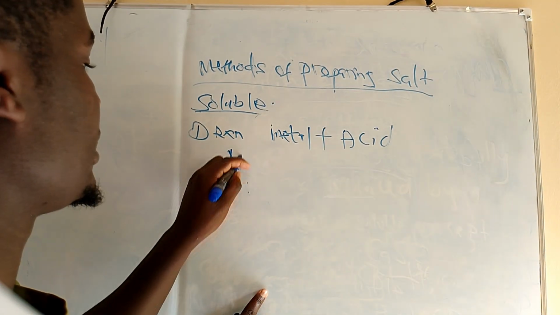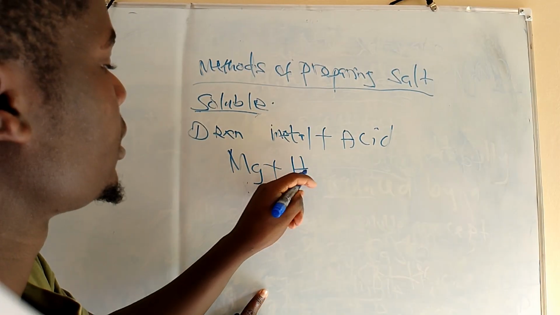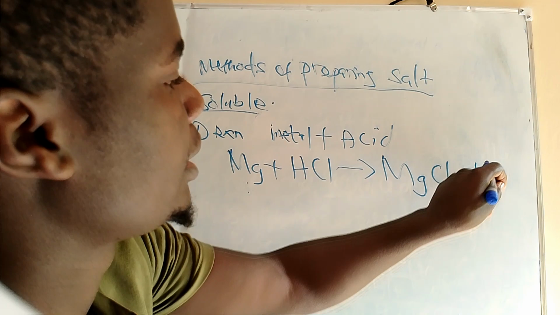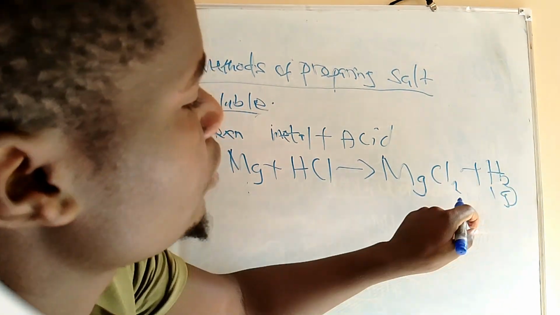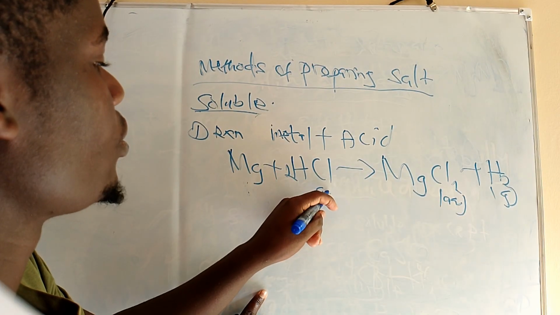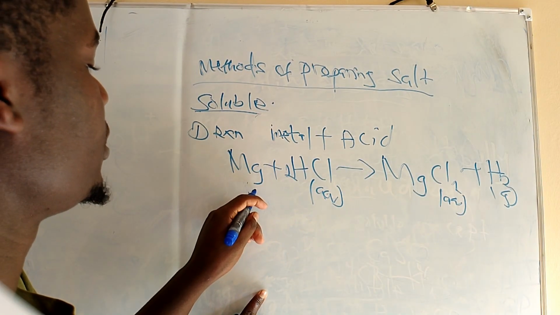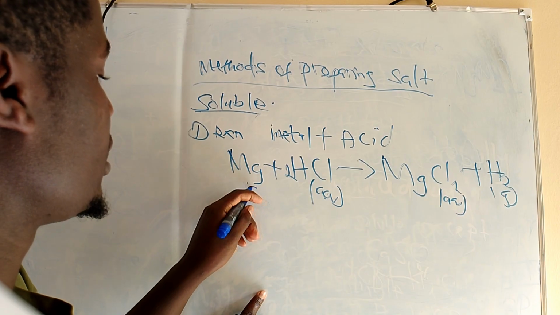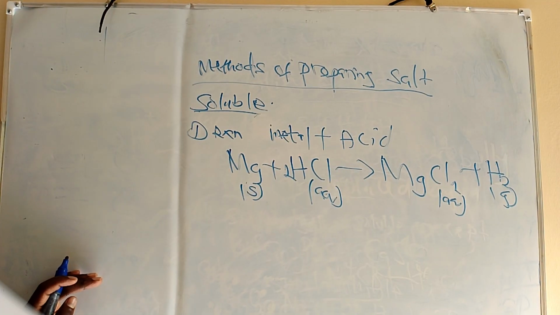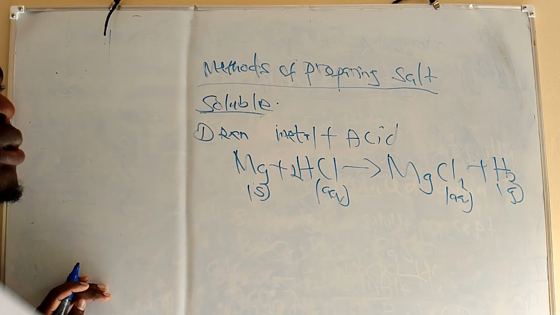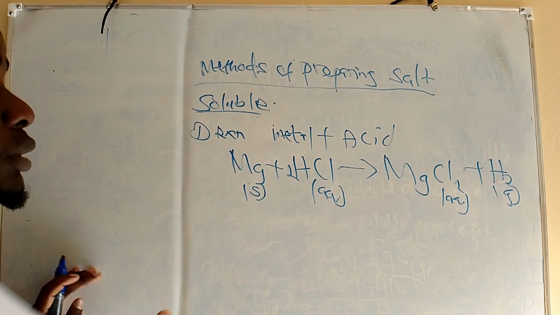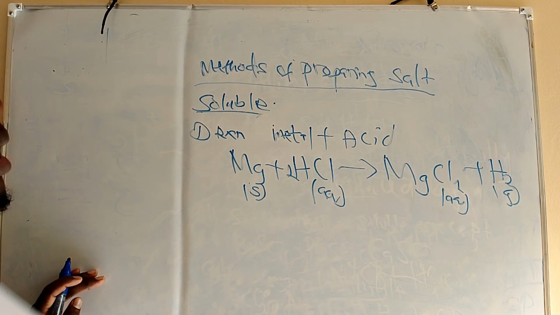For example, if I have magnesium reacting with dilute HCl to give us magnesium chloride plus hydrogen gas. And then when you are writing the chemical equations, they have to be balanced. A chemical equation is not an equation, number one, if it is not balanced, and also if it does not have the correct state symbols. So that's the number one method we can use to prepare soluble salt. If you have a metal and a dilute acid, you react them, they're going to give you a soluble salt.